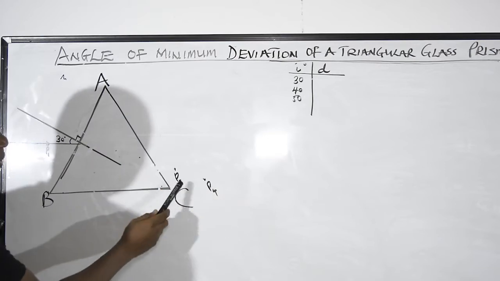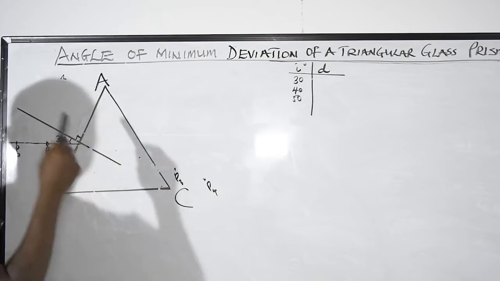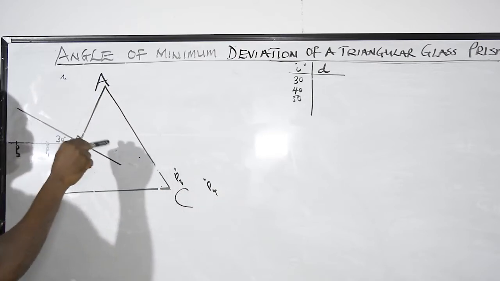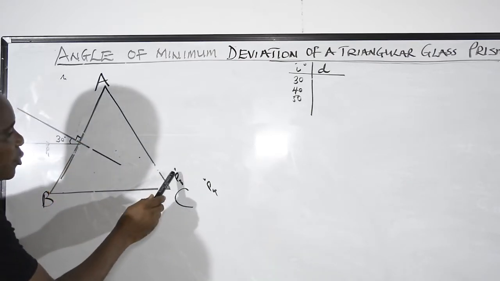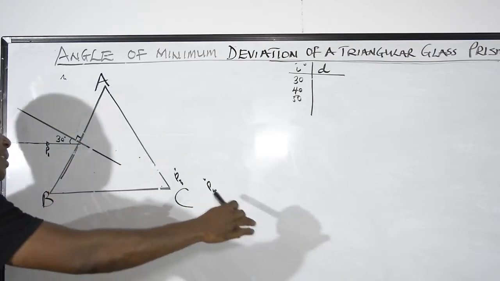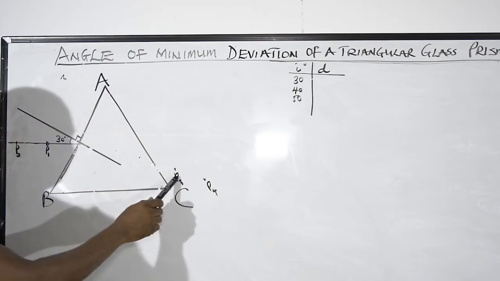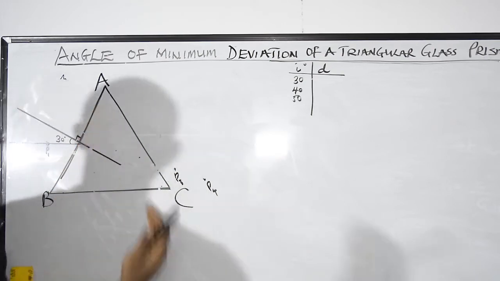Locate 2 other pins, P3 and P4, such that the images of P1 and P2, as you see them inside this block, appear to be in a straight line with this P3 and P4. So that's how we have already identified the P4 position and P3. So now we are supposed to remove the block.